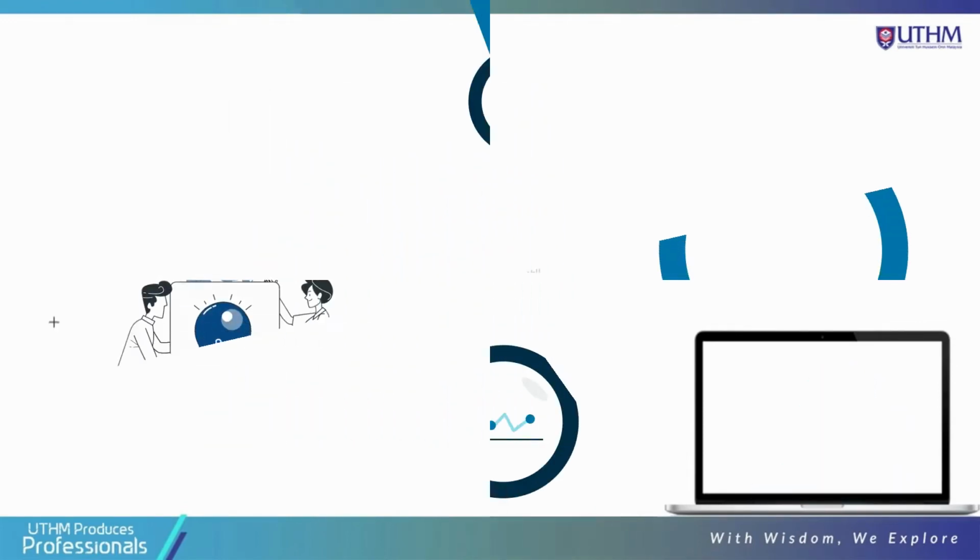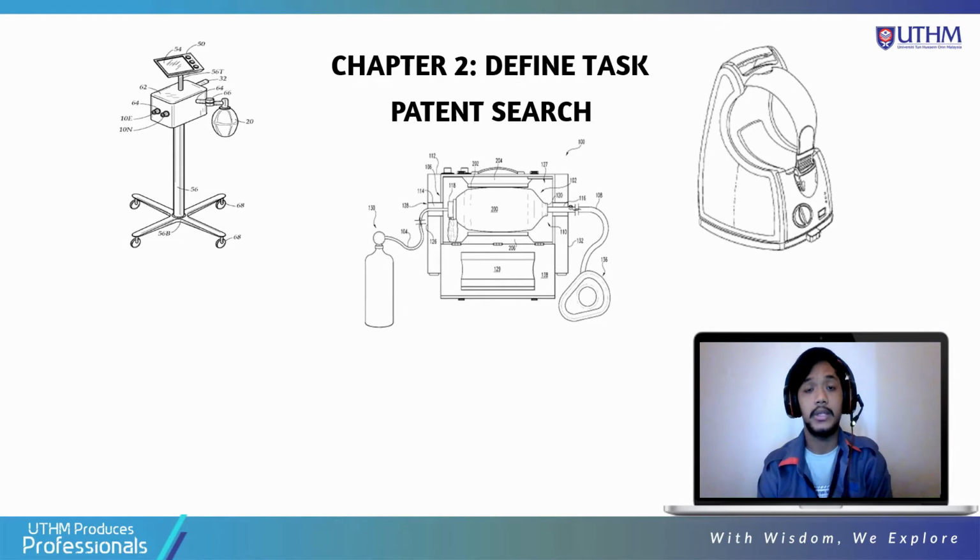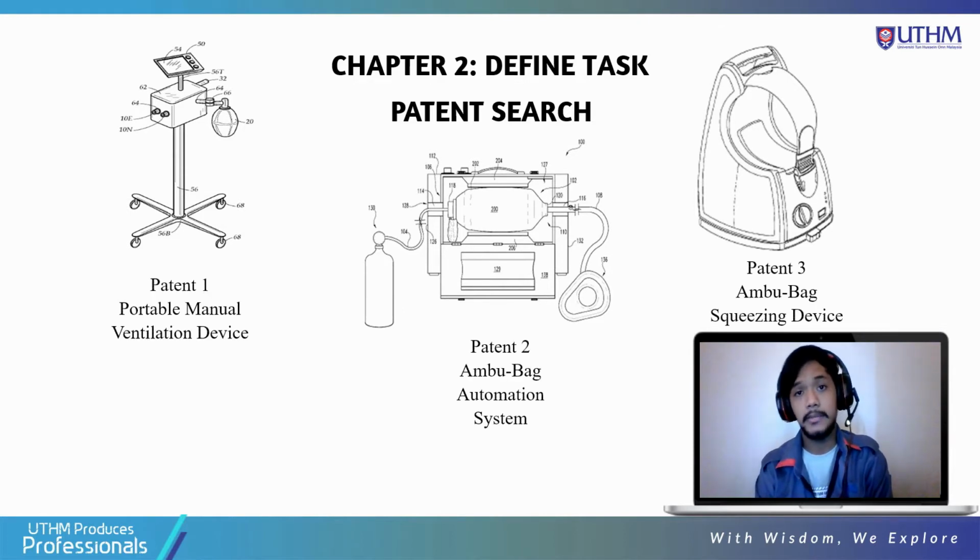Thank you Hidayah for the explanation of chapter 1. So I'm Amir Farhan. I will explain chapter 2. The first step is we need to find patterns that are relatable with our product. As you can see on the slide, we found 3 patterns: pattern 1, pattern 2 and also pattern 3.